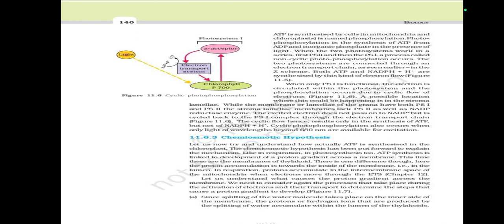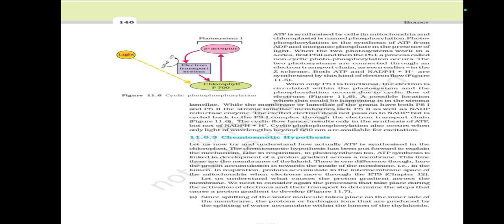This time these are the membranes of the thylakoid, and there is one difference: here the proton accumulation is towards the inside of the membrane, that is, in the lumen. In respiration, protons accumulate in the intermembrane space of the mitochondria when electrons move through the ETS. Chapter 12.